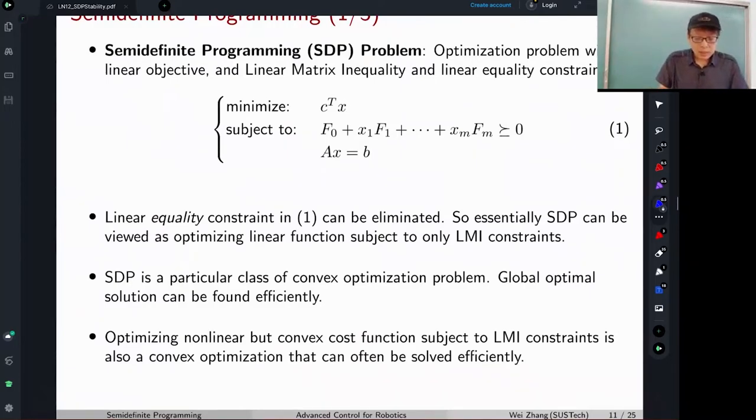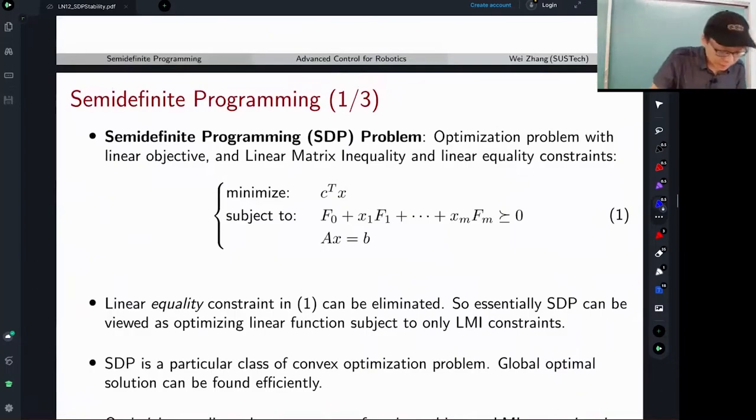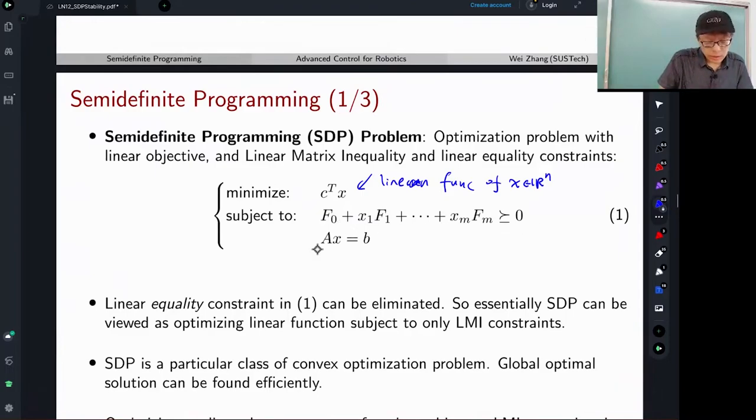the semi-definite program, SDP, is just minimizing a linear cost function subject to linear matrix inequality constraints. There are different ways to state a semi-definite program. One convenient way is this: minimize a linear function of x, where x is in R^n, subject to linear matrix inequalities, and also some equality constraints, but that's not essential.